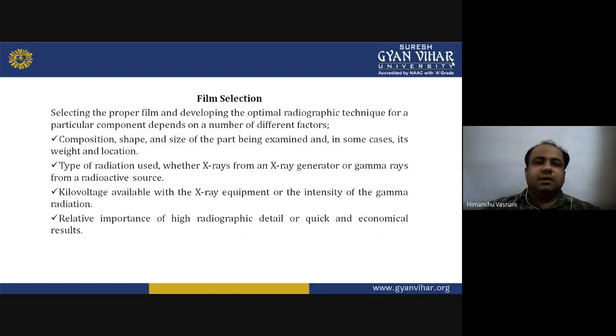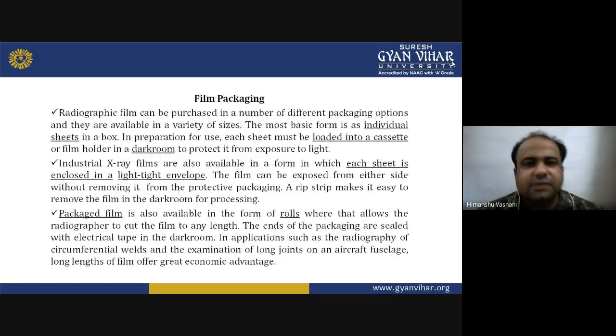Film packaging. Radiographic film can be purchased in a number of different packaging options and they are available in a variety of sizes. The most basic form is as individual sheets in a box. In preparation for use, each sheet must be loaded into a cassette or a film holder in a darkroom to protect it from exposure to light. This is all done for safety reasons.